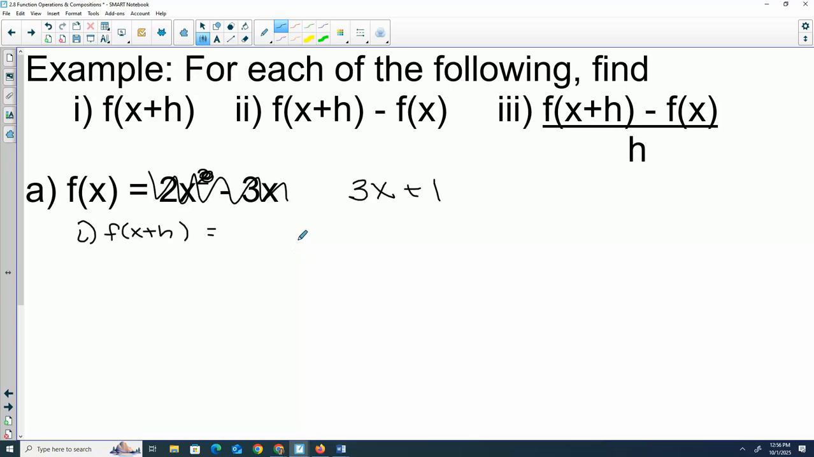If I said f of 5, what would you do? You put a 5 in for x. So when I say f of x plus h, I'm replacing my x with x plus h. Okay, we can distribute, but I don't have any like terms, so that's as far as my answer goes.